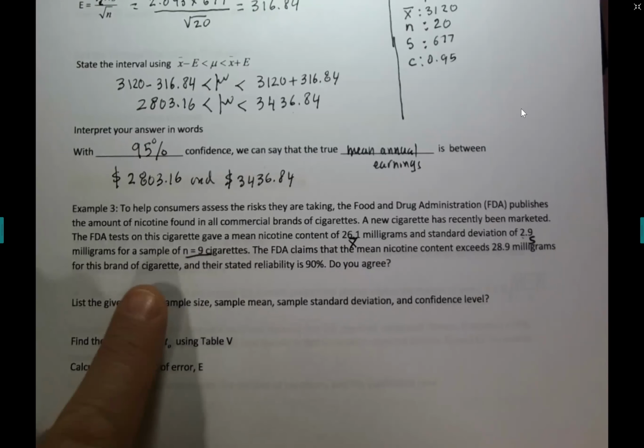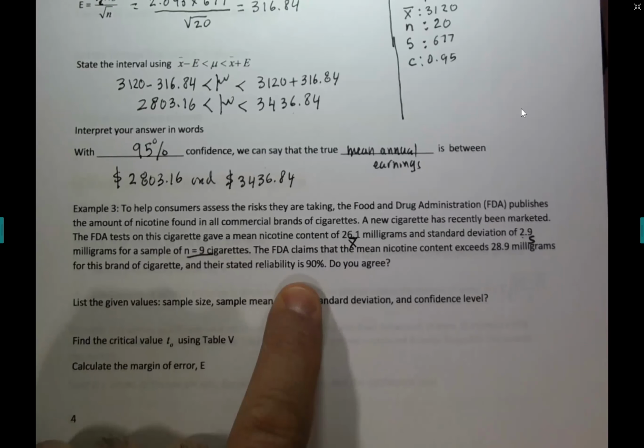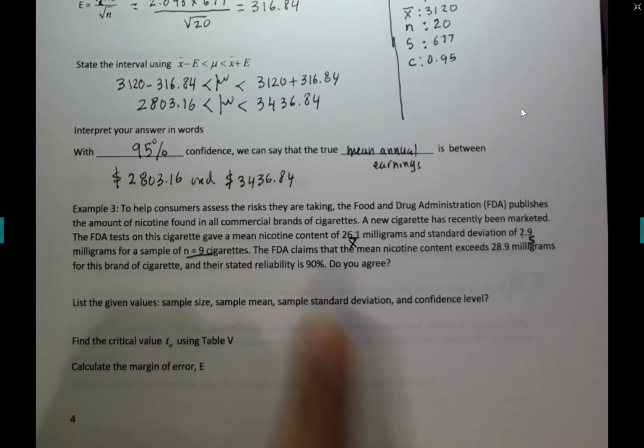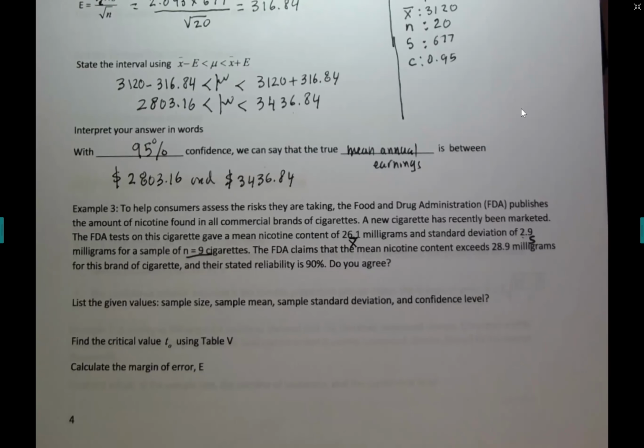And the FDA uses a confidence interval of 90%. Do you agree with the FDA? Is their claim correct or not? What we're going to do, guys, to decide whether we agree or not, we're going to find a confidence interval because that's what you use. So let's see what confidence interval they found. And then I'm going to be asking you guys to tell me whether you agree or not.